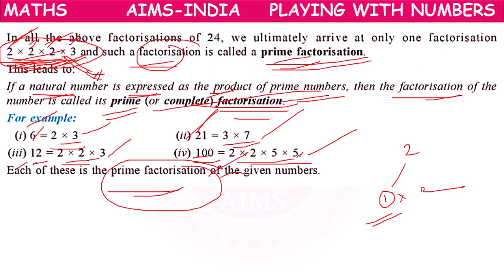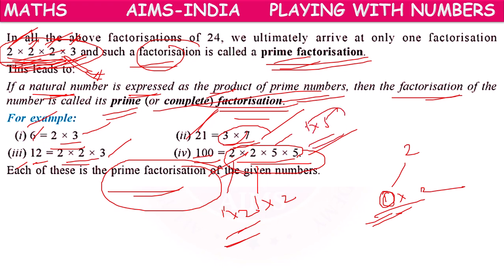Different natural numbers which cannot be simplified further without using 1. With using 1, we can make them simpler, like 1 into 2. But without using 1, we cannot write 2 as a product of 2 numbers. Or we cannot write 5 as a product of 2 numbers without using 1. Only 1 into 5 we can write. In other ways we can't write.